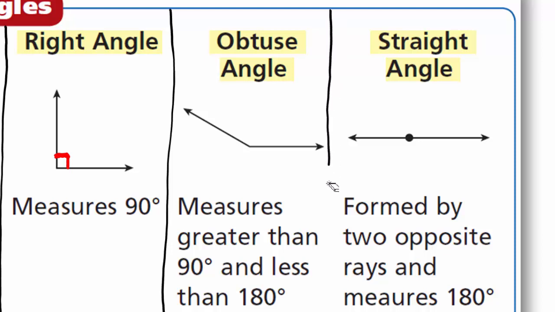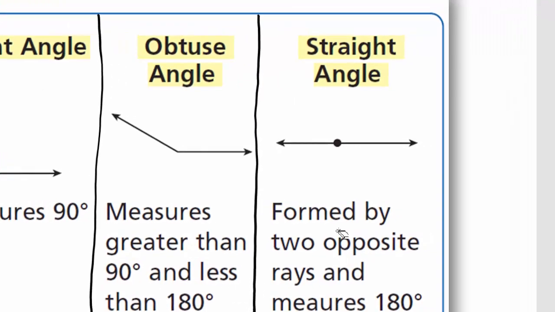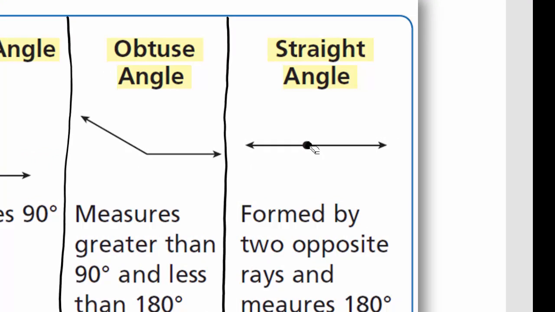Our angles that are between 90 and 180 degrees, we're calling an obtuse angle. And lastly, whenever an angle is formed by two opposite rays, we rotate it all the way around 180 degrees. We are calling that a straight angle.